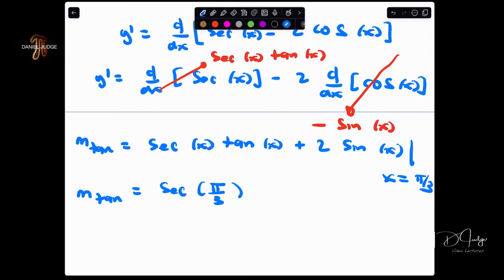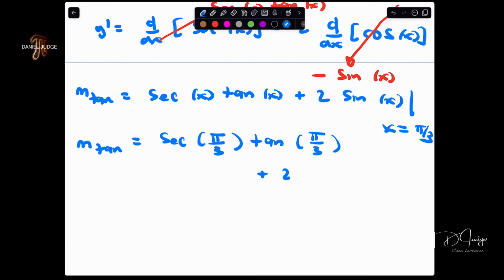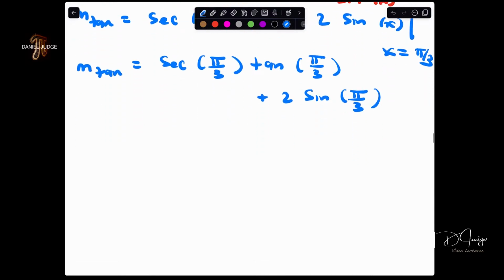Secant pi over 3, tangent pi over 3, plus 2 sine pi over 3. Now, what in the world is pi over 3, right? That's 60 degrees. So you might have to draw a right triangle here.